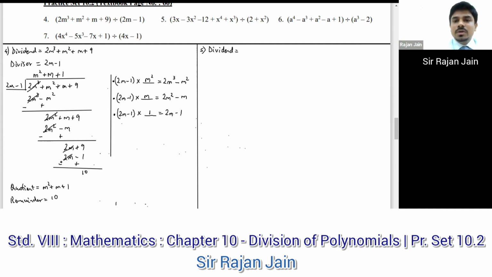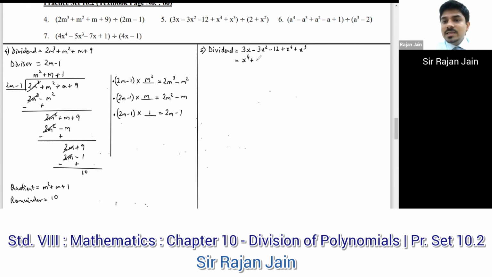Your dividend now in this case is 3x minus 3x square minus 12 plus x raised to 4 plus x cube. As I told you, you guys are first supposed to check whether your dividend is there in standard form or no. Standard form का मतलब क्या होता है? It has to start with maximum index and then go in descending order. तो मेरा maximum index क्या है? 4 है. So that term will come first, x raised to 4.